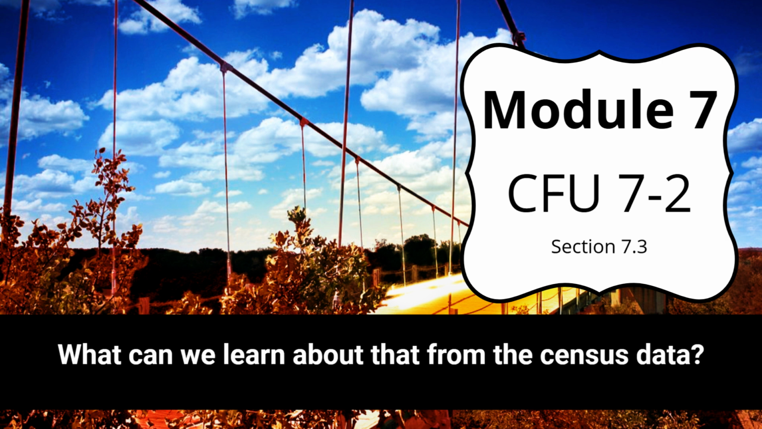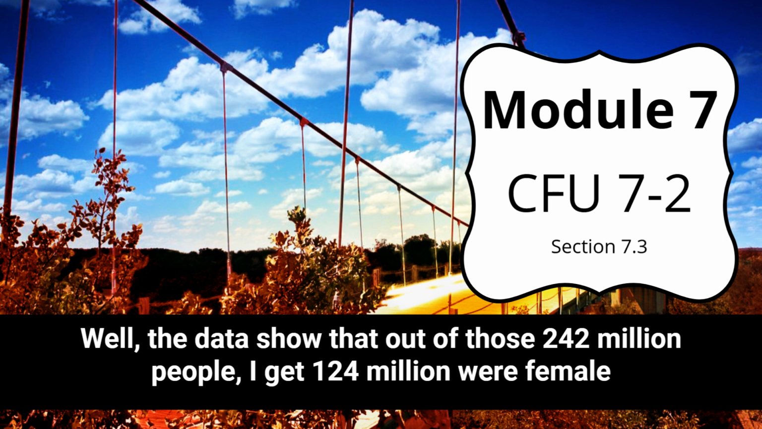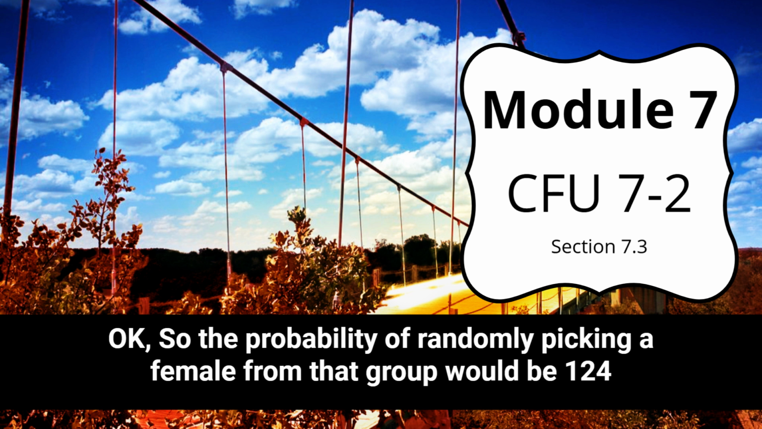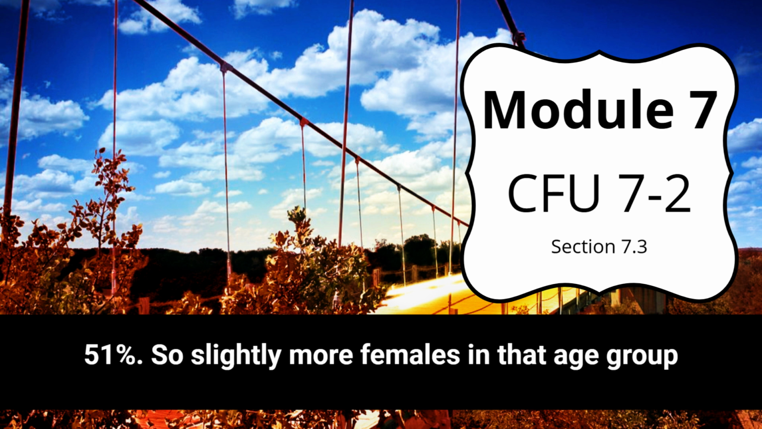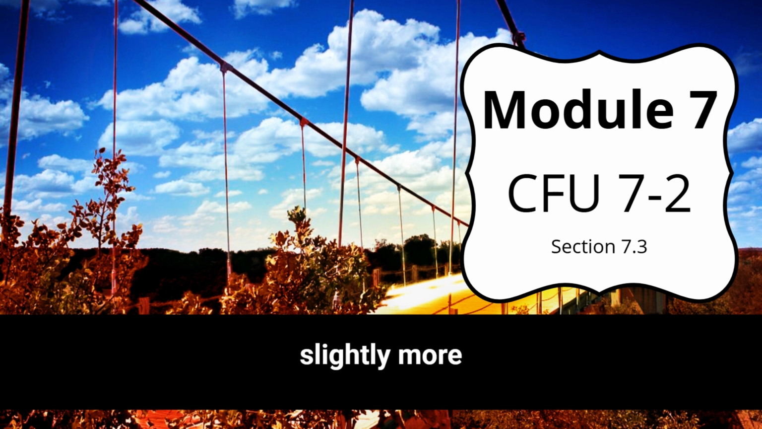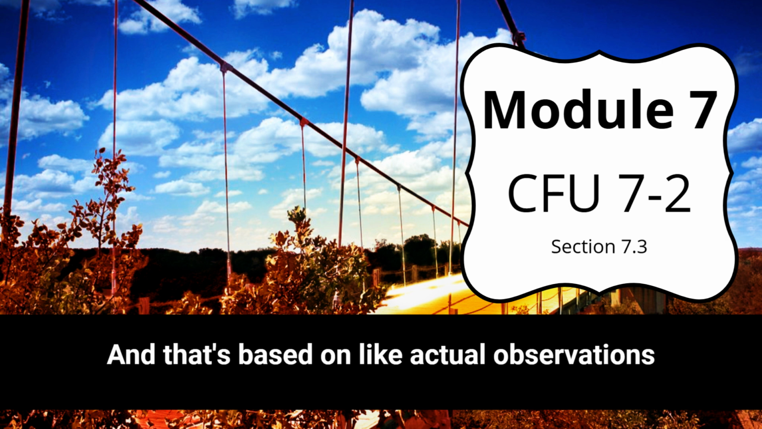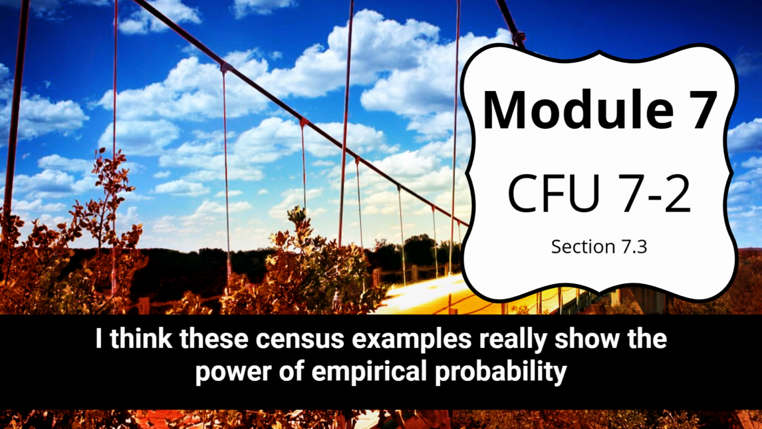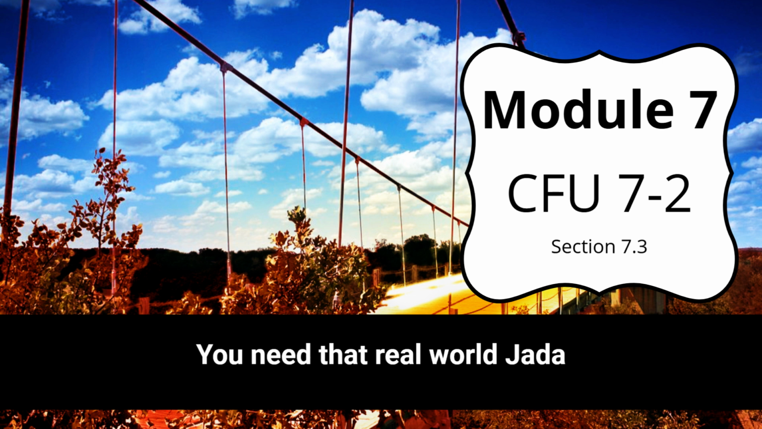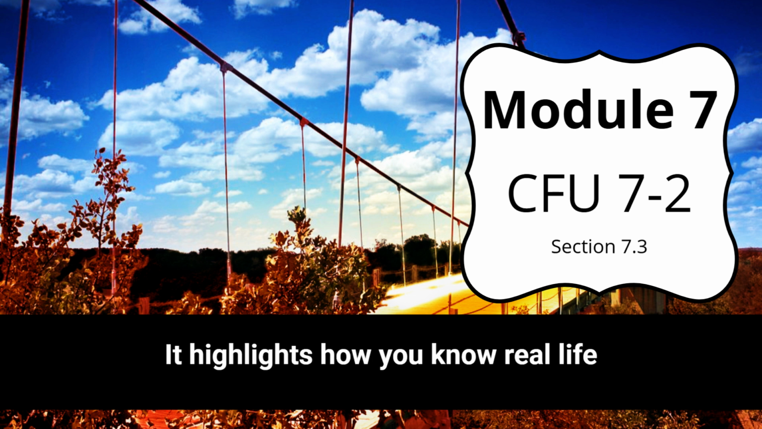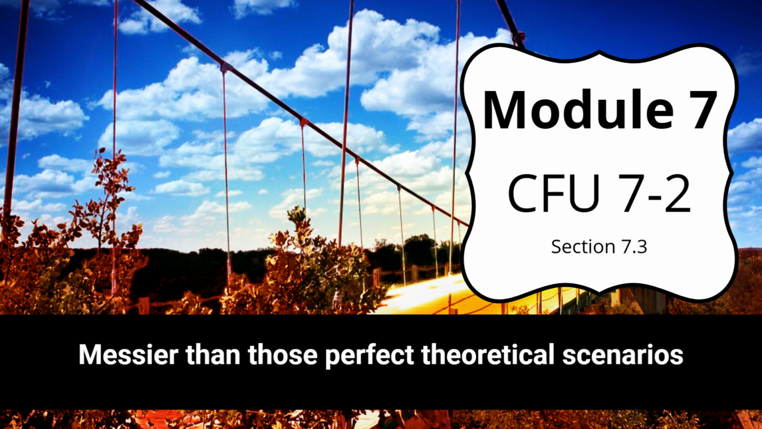Okay, what about gender? Well, the data showed that out of those 242 million people, 124 million were female. So the probability of randomly picking a female from that group would be 124 million divided by 242 million, about 0.51 or 51%. So slightly more females in that age group, and that's based on actual observations, not just theoretical assumptions. I think these census examples really show the power of empirical probability. You couldn't just sit down with a piece of paper and figure out the probability of someone being divorced. You need that real-world data, and it highlights how real life is often messier than those perfect theoretical scenarios.